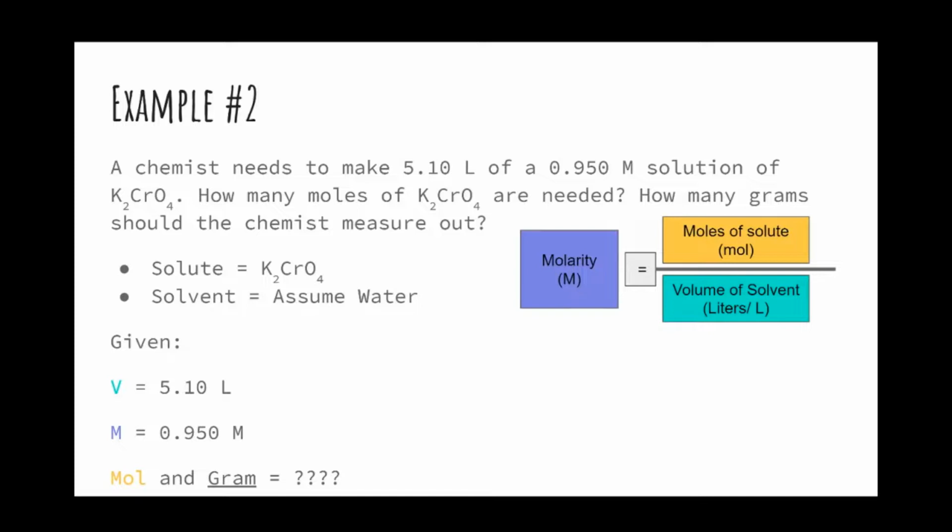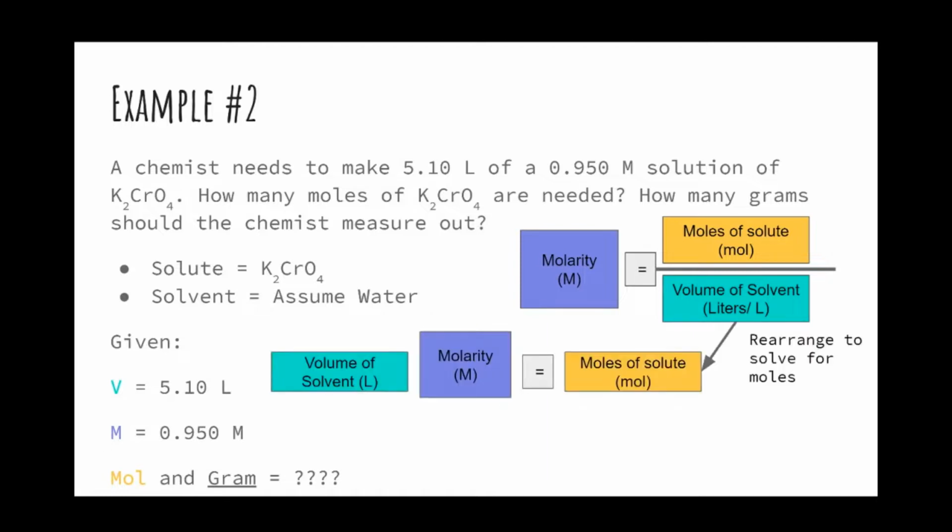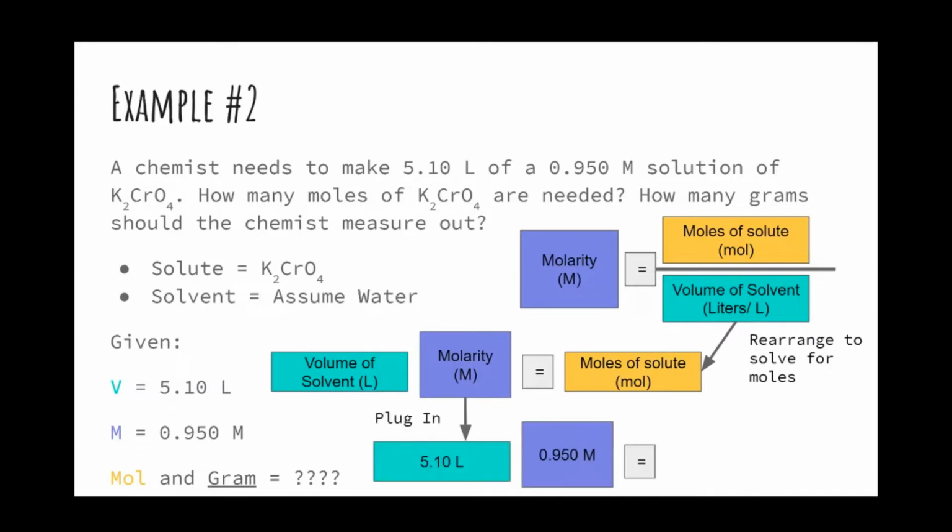Now we have this equation, but what we want to do with this equation is rearrange it and solve for moles. So in order to rearrange this and isolate moles, I'm going to multiply volume on each side and get this equation right here. So notice now I have volume of solvent times molarity is going to equal my moles of solute. Go ahead and plug in my values now that I have my equation solving for my unknown. And I get that I need 4.85 moles of potassium chromate.